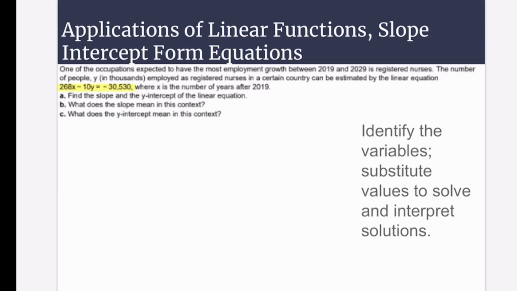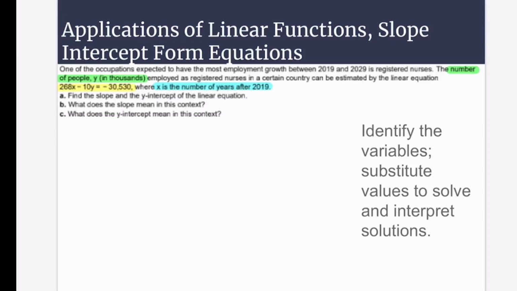So the problem says one of the occupations expected to have the most employment growth between 2019 and 2029 is registered nurses. So we got RNs. The number of people, y, in thousands. So y is going to be the number of people, and y is going to be in thousands. So if y is 2, it's 2,000. So the number of people y employed as registered nurses in a certain country can be estimated by that linear equation. x is the number of years after 2019.